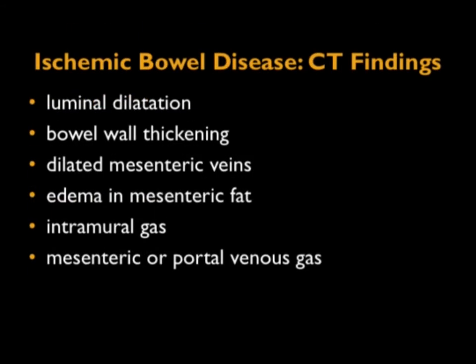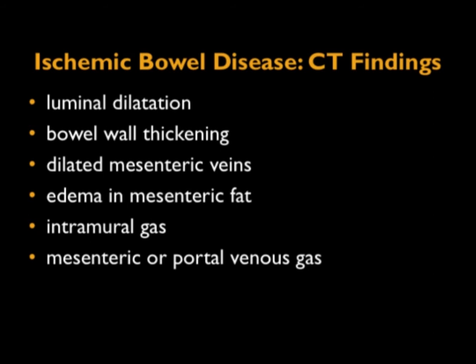Well, what are we looking for? We think about this kind of in order. First, we think about bowel dilatation. Then you begin to get wall thickening. The mesenteric veins might be dilated, and there may be inflammation in the mesenteric fat. Then it progresses and you see intramural gas or potentially portal venous or mesenteric venous gas.